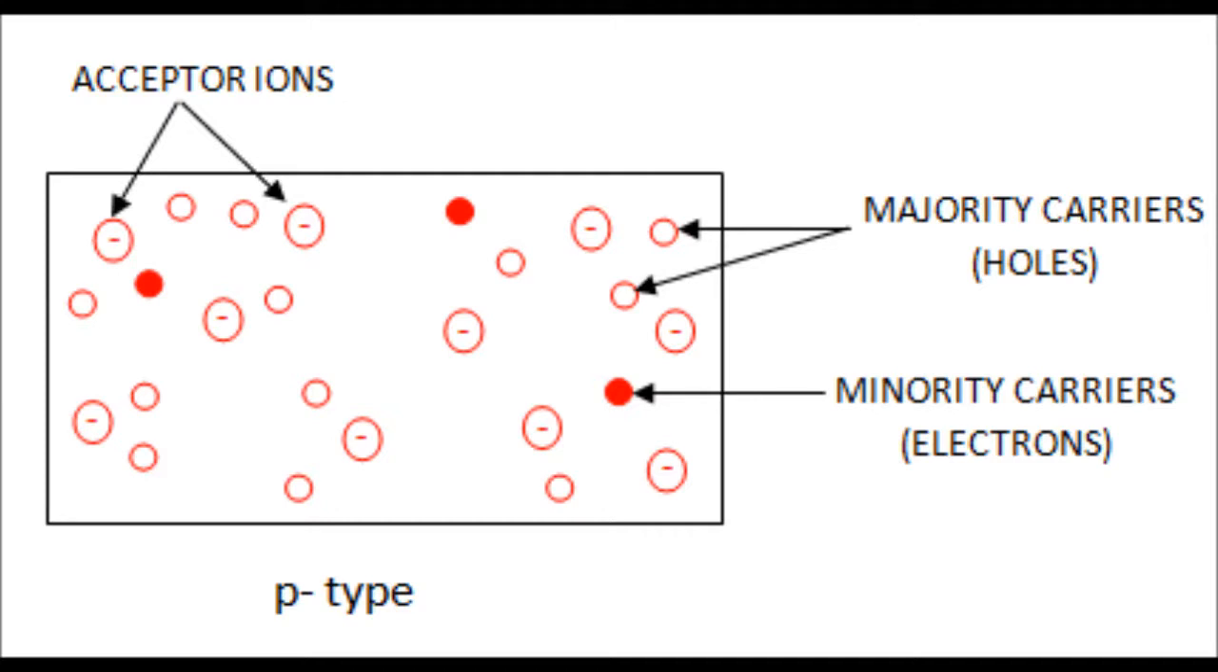The trivalent atom is often called an acceptor atom, as the trivalent atom accepts an electron. A hole acts as the majority carrier in the p-type semiconductor.